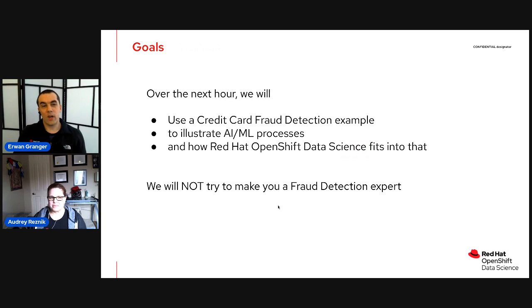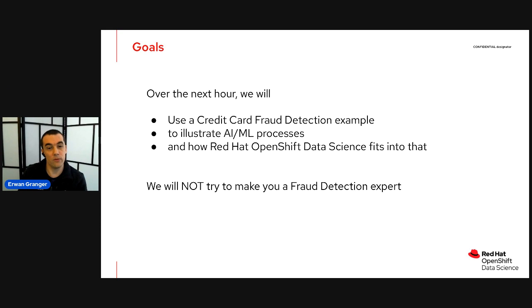All right, so while you do that, what we're going to do today, over the next hour, 58 minutes now, we will use a credit card fraud detection example to illustrate AIML processes and how Red Hat OpenShift Data Science fits into that. Now, let's be clear, we don't want to teach you how to fraud, and we don't want to make you into a fraud detection expert, right? This is not the goal of the exercise. This is really just an example to illustrate what it takes to do data science and what are the phases and steps, okay?